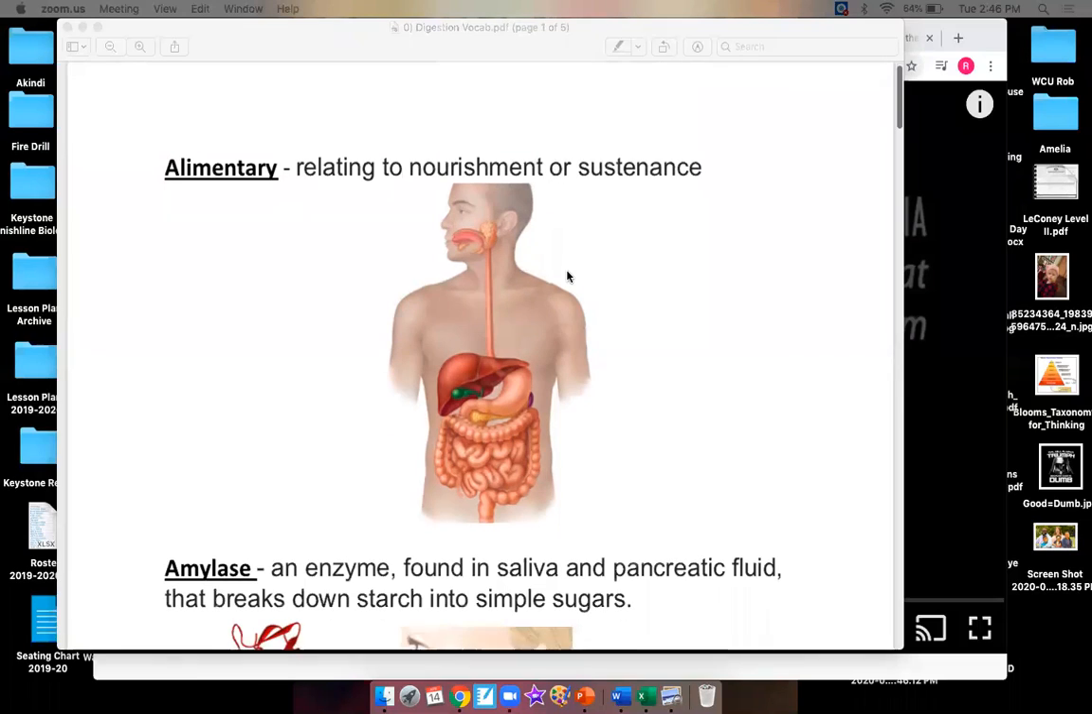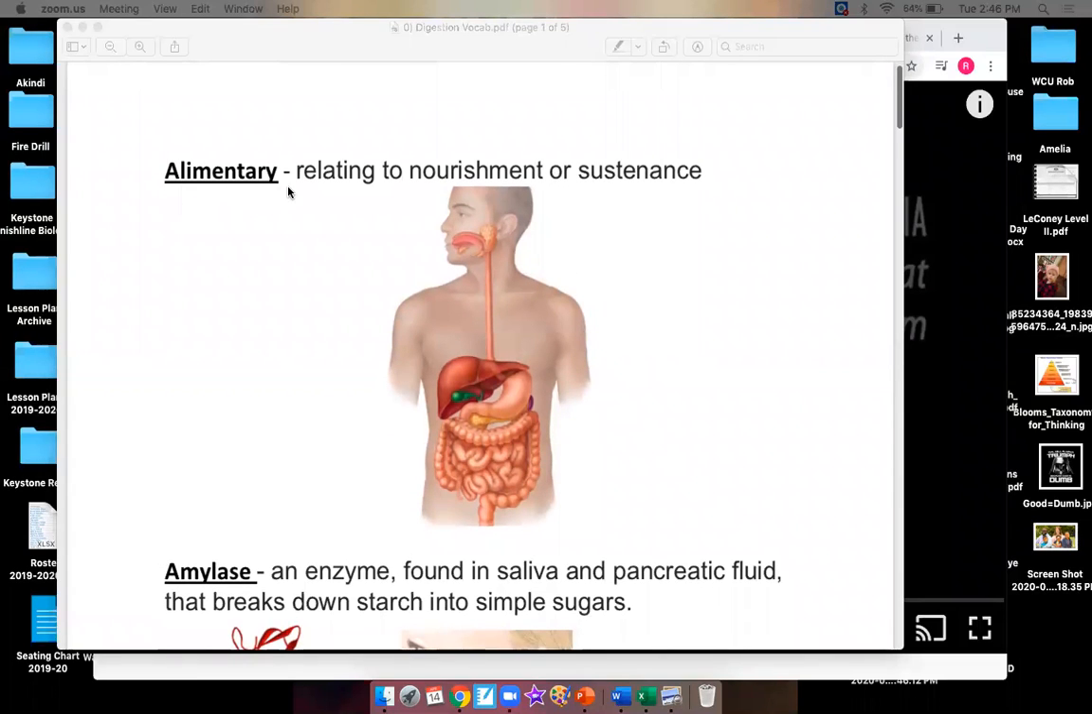Your first word is alimentary. Alimentary is relating to nourishment or sustenance, right? Because this is the digestive system. It's all about getting food. So alimentary, you're going to hear this word when talking about your alimentary canal. You may have also heard of it known as your gastrointestinal tract or your GI tract, right?